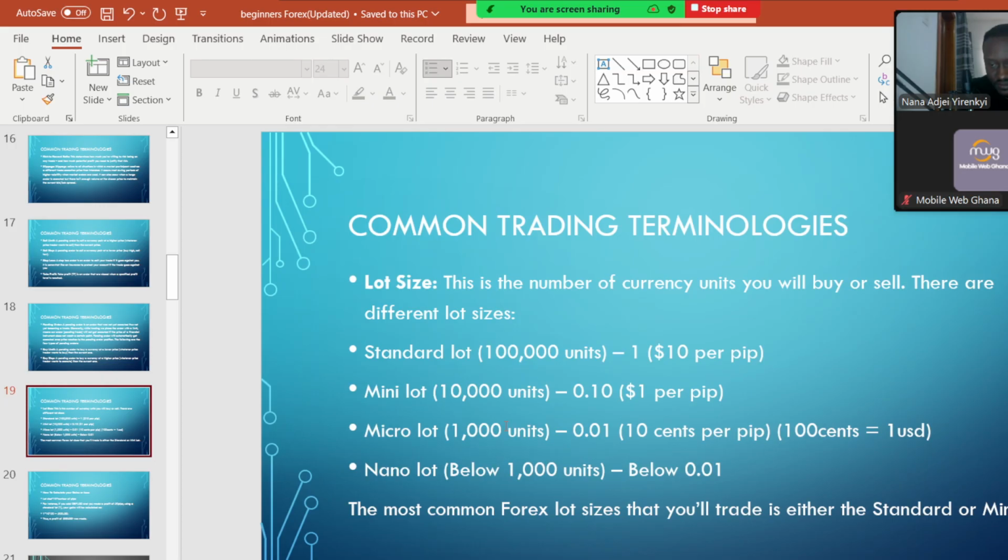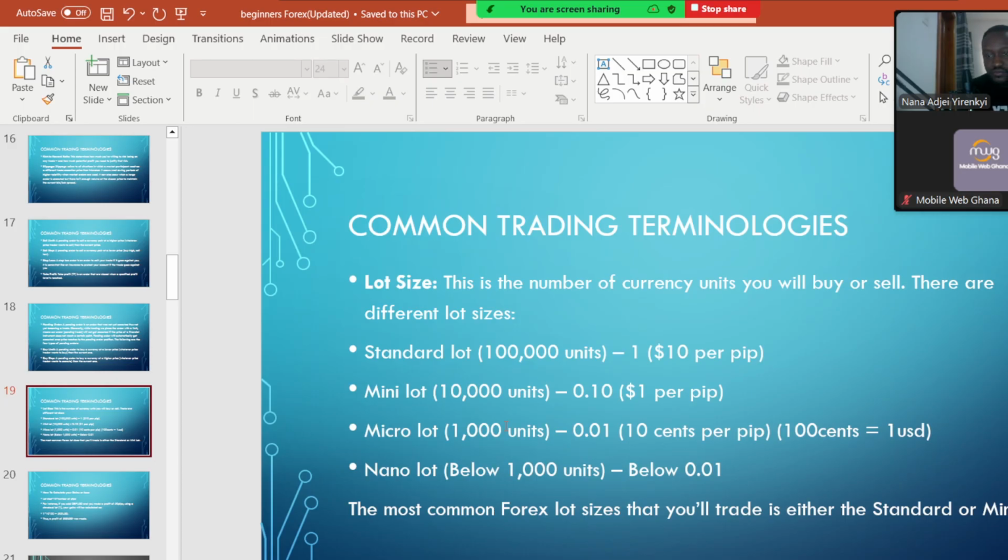And then we have the nano lot, which is currently not in the system, that is anywhere below 0.01. Okay, so we have our standard lot, which is 1, we have our mini lot, which is 0.1, and then we have our micro lot, which is 0.01.